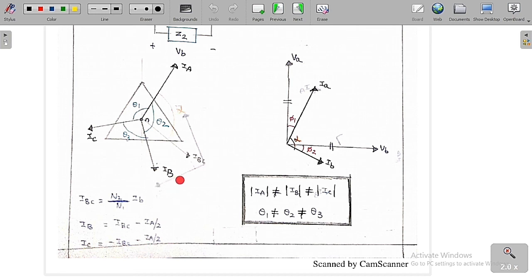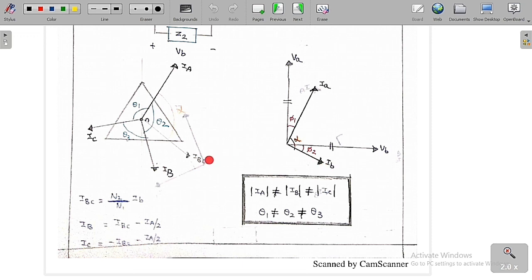So now what is the value of IB? IB is the vector addition of IBC and minus IA by 2. So this is minus IA by 2 and this is IBC, because IBC is equal to IB minus IC. So you are going to get IBC in this fashion. Therefore, if you do the vector addition of IBC and minus IA by 2, we are going to get IB in this manner. So now if this is IBC, then IB is parallel to IBC. So this is how we are going to get IB.